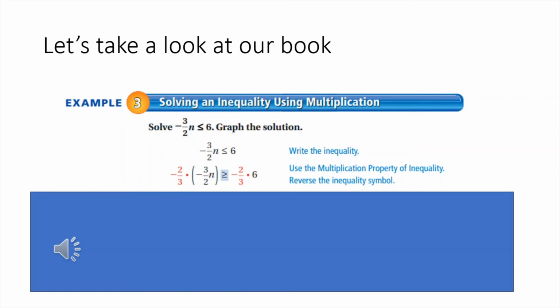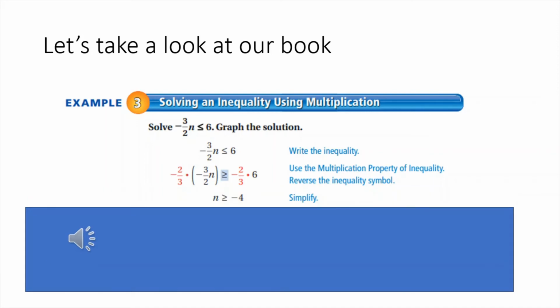The inverse operation in this case is going to be division because negative 3 over 2 is being multiplied by the n, okay? As we discussed in a previous lesson, whenever you have to divide by a fraction, you have to multiply it by its reciprocal. And the reciprocal of a fraction is its flipped version. So as you can see in red there, they're multiplying both sides by negative 2 over 3 because that is the reciprocal, the flipped version of negative 3 over 2.